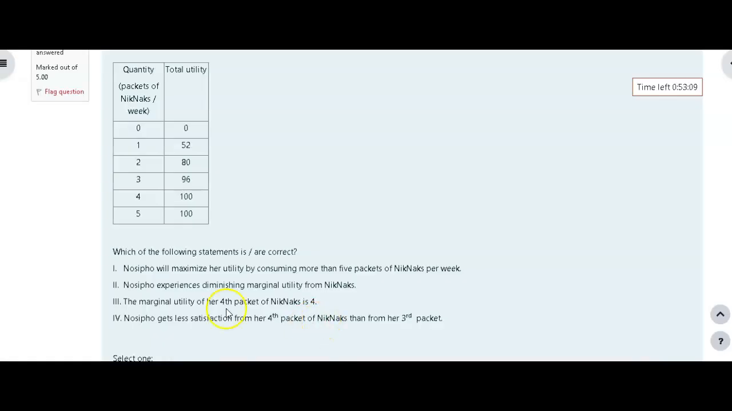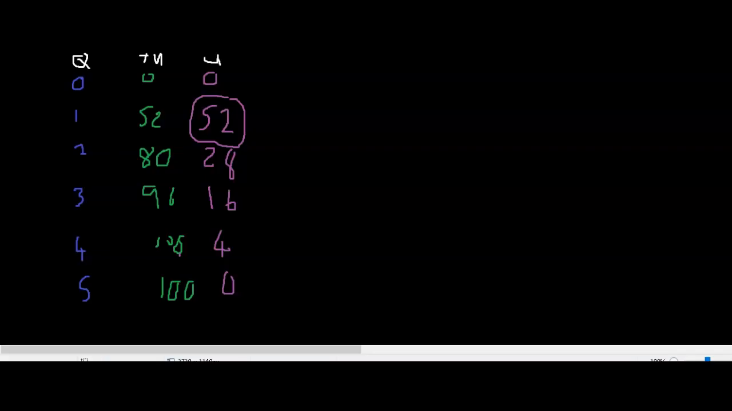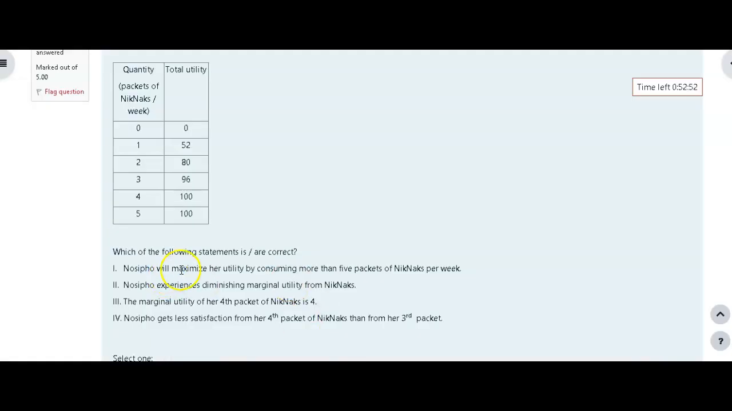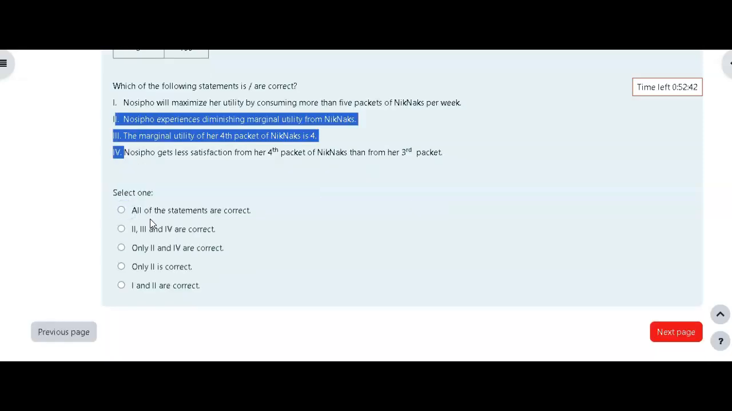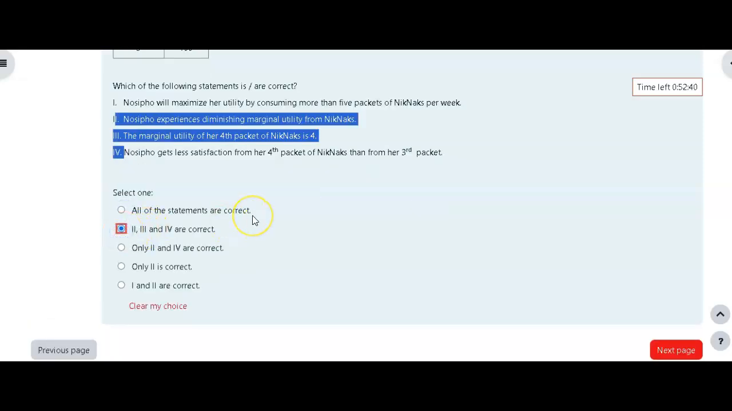Now SIPO gets less satisfaction from the 4th packet than from the third packet. That is true. From the fourth packet, he gets 4 utils. From the third packet, he gets 16. So 4 is less than the previous one. And you know, you don't even have to draw this to know that, right? Anything you do, you get less satisfaction when you do the thing again. So the answer is ii, iii, and iv. So ii, iii, and iv. Yeah, that's correct, right?